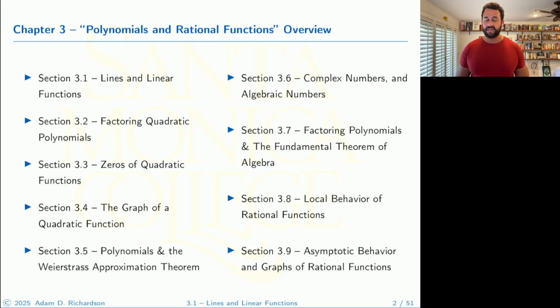But in this chapter, we're actually splitting it up into two sections based on the behavior that we're going to study. So section 3.8 is local behavior of rational functions, looking at things like zeros, asymptotes, that kind of stuff. And then section 3.9 is where we look at the global behavior of a rational function, the asymptotic behavior, the end behavior, and then how to graph these things. So once we have all that we need to know about local behavior and global behavior, we can see the full picture of what rational functions look like.